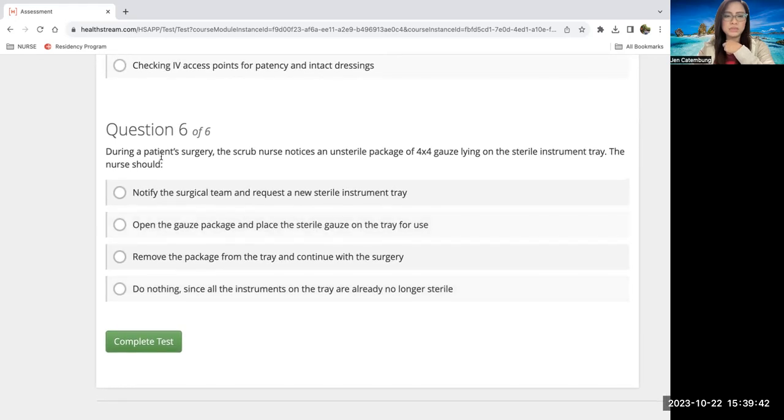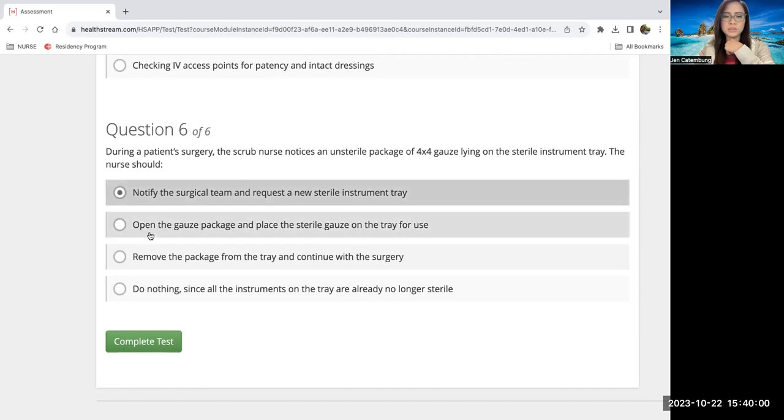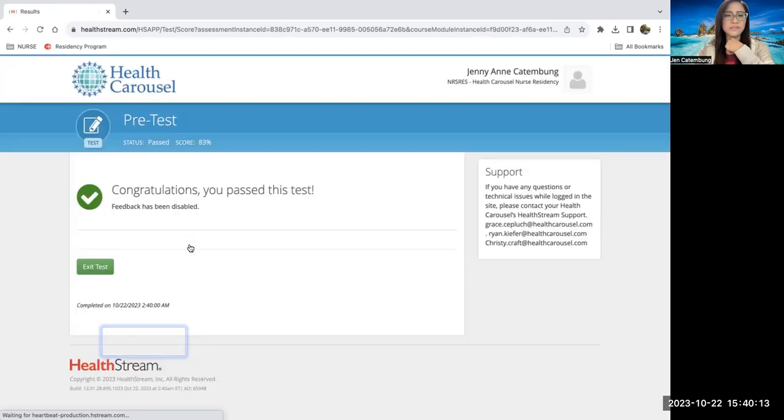I don't know. During a patient's surgery, the scrub nurse notices an unsterile package of 4x4 gauze lying on the sterile instrument tray. Oh no, unsterile. The nurse should notify the surgical team and request a new sterile instrument tray. Open the gauze package and place the sterile gauze on the tray. Oh no. Remove the package from the tray and continue with the surgery. Do nothing? No. This is hard. My goodness, that's so hard.